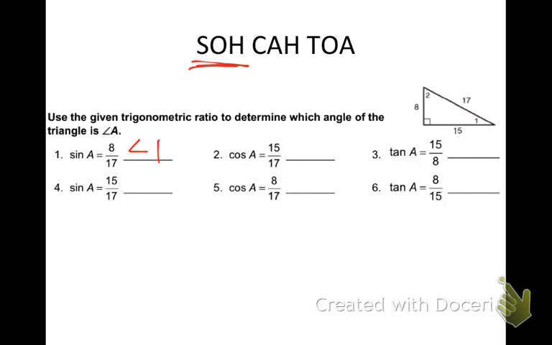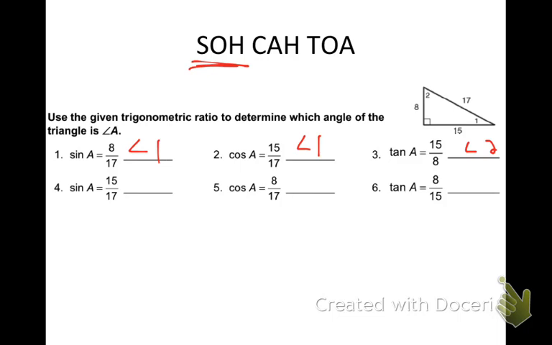Number 2, which cosine has the ratio that is 15 over 17? Noah? Angle 1. And cosine's adjacent over hypotenuse, that is angle 1. Number 3, which tangent has a ratio that's 15 over 8? Bryce? Angle 2. Because 15 is opposite, 8 is adjacent of angle 2. That gets me angle 2.